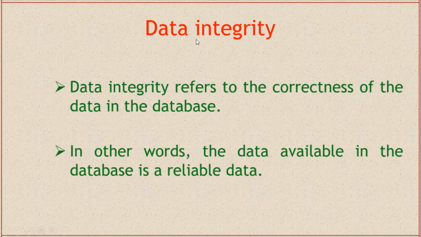Then data integrity. Data integrity means the correctness of the data. So data which is stored in a database must be correct. There should not be any mismatch. If the data is stored in two or three places, then there may be a mismatch. But here, the data which is stored in multiple sites must be correct. In other words, the data available in the database is reliable data. Reliable means the data on which we can depend. So integrity means the correctness of data.